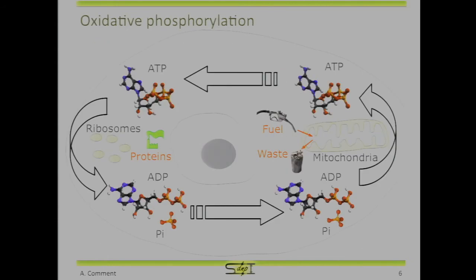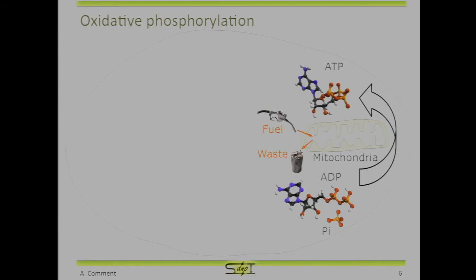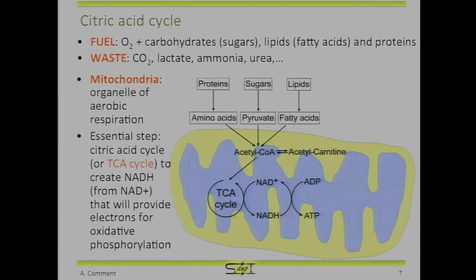Okay, so that's the basics of catabolism. And if we focus now on how the mitochondria use this fuel to recombine inorganic phosphate and ADP to go to ATP, we go to the essential process of energy in our body. As animals, we use oxygen, carbohydrates (so sugars), lipids, and proteins, so these three, and we produce some waste: CO2, lactate, ammonia, and urea.